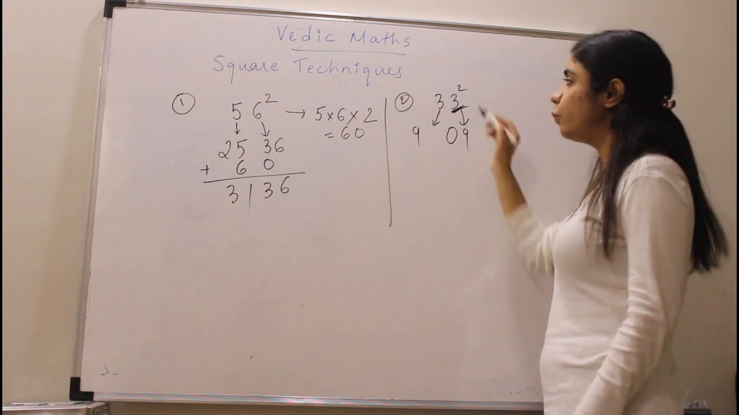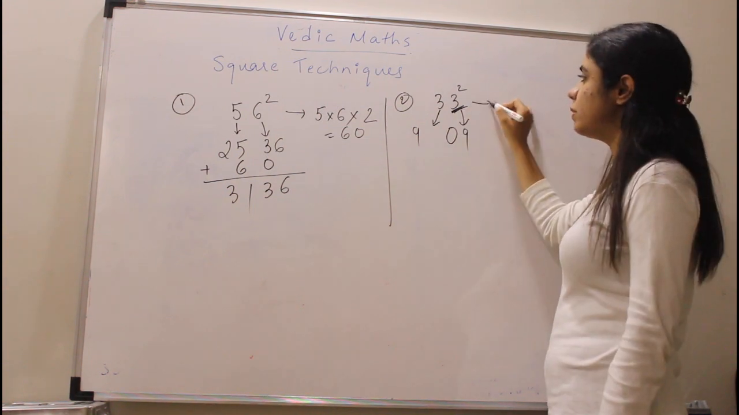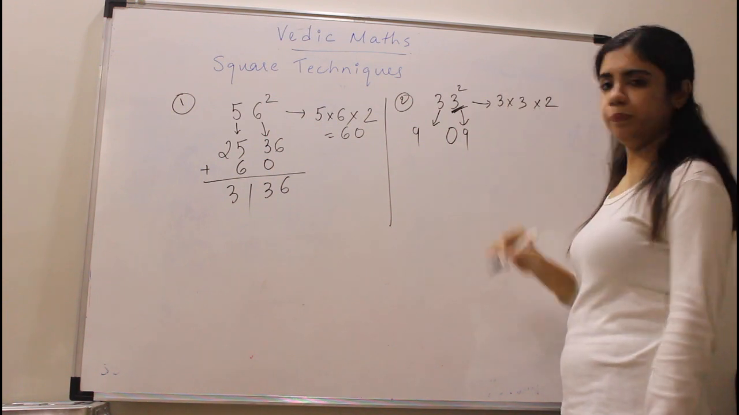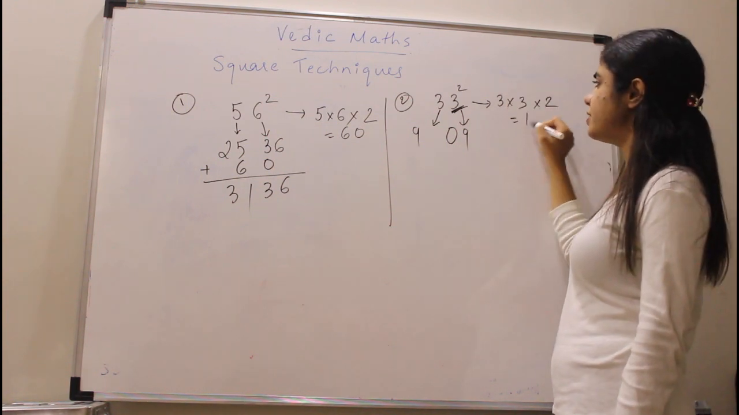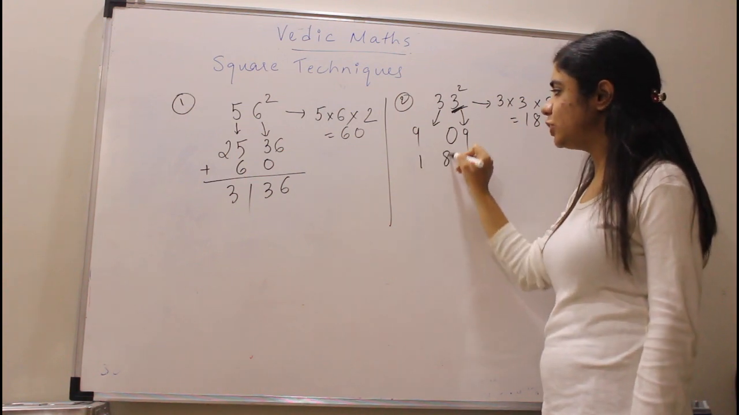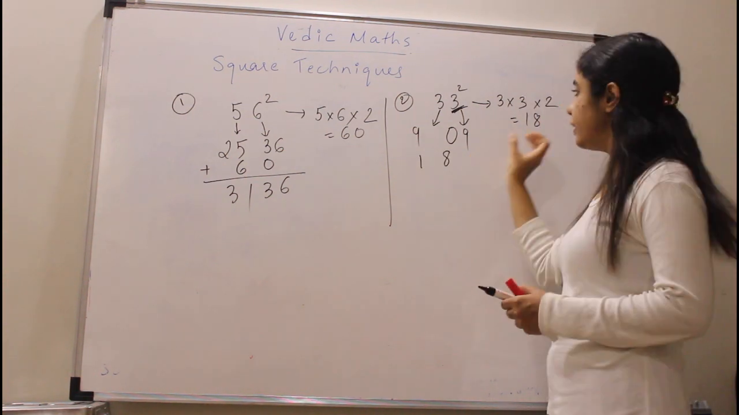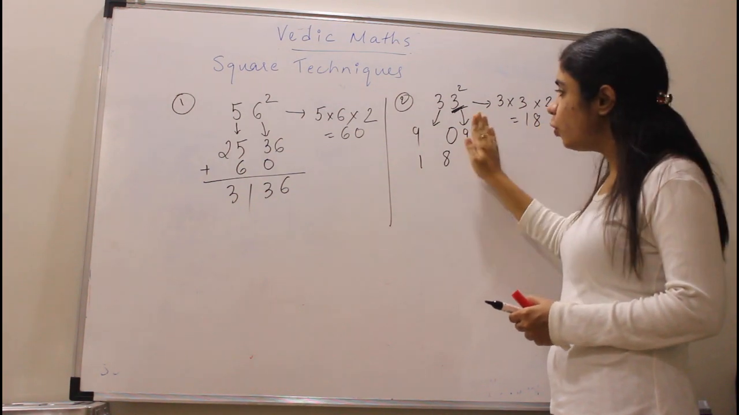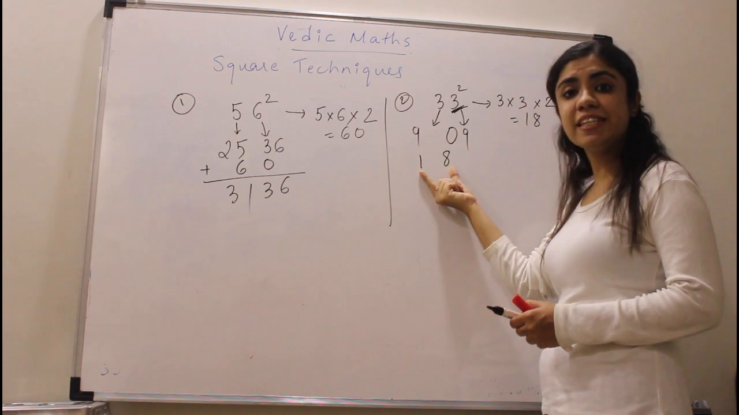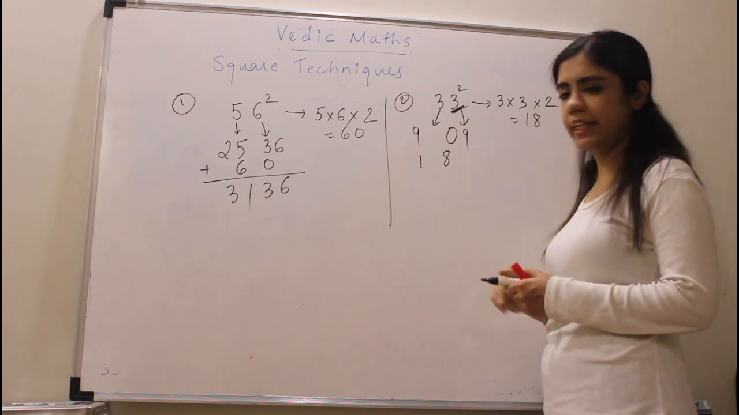Now what will we do? We will multiply. So this will be 3 into 3 into this power 2. So this will be 9 into 2, which is 18. So I will write 18 below these 2 digits. Remember, whatever product comes, you are not going to write it below the last digit. You are going to start writing from the second last digit. So I write 18 here.